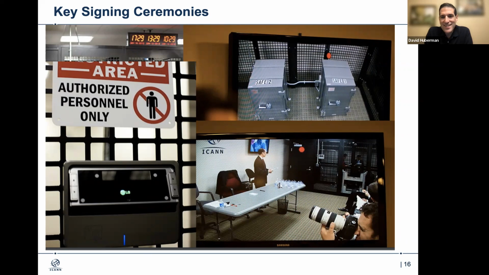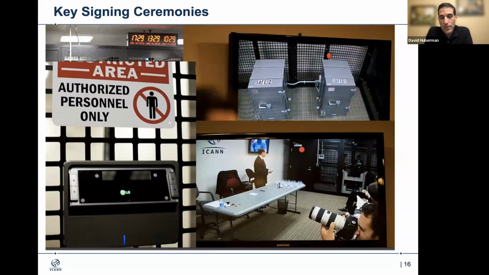That black cage is inside a locked room. You see a room where the gentleman and the photographer are. That's actually a locked room inside a locked data center, which is itself guarded by men and women with really big guns. And I'm not kidding.